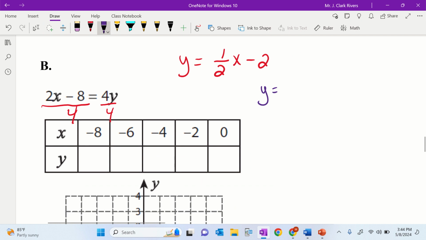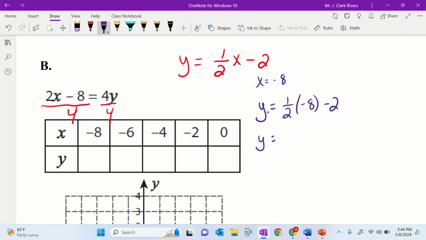Y equals, first x equals negative 8. Let me write that in here. All right, so please do this with me. If x equals negative 8, so y equals 1/2 multiply by, instead of x, negative 8 minus 2, y equals, well, what's a positive times a negative? It's a negative. Half of 8 is 4 minus 2, so we get y equals, what's negative 4 minus 2? Negative 6. So when x is negative 8, y is negative 6.